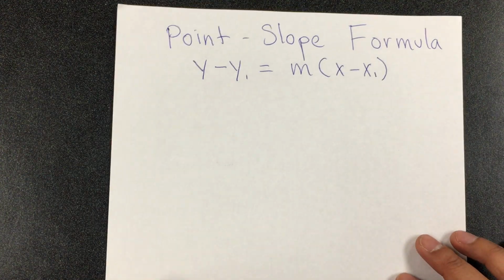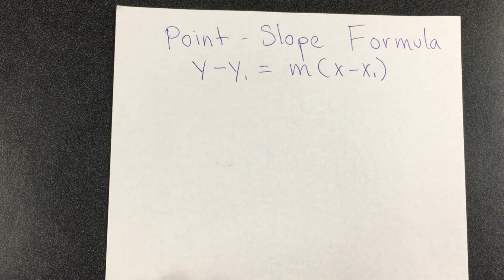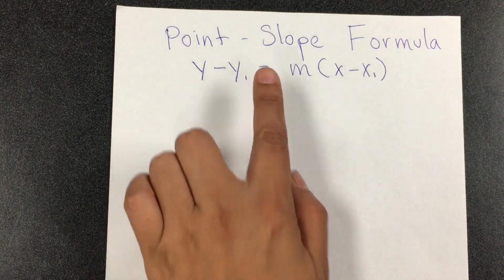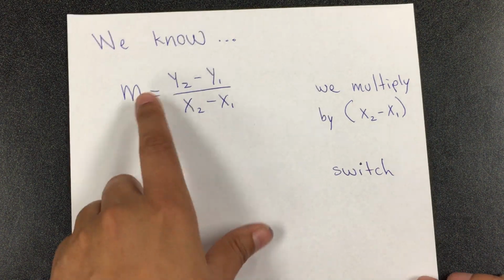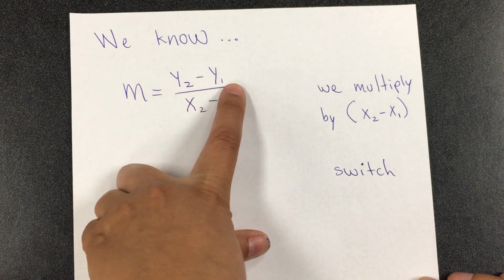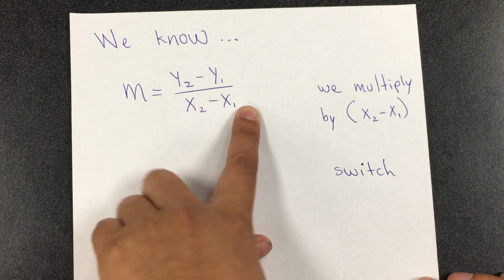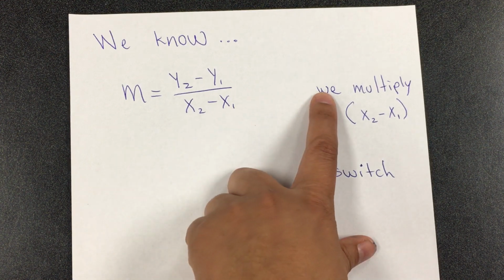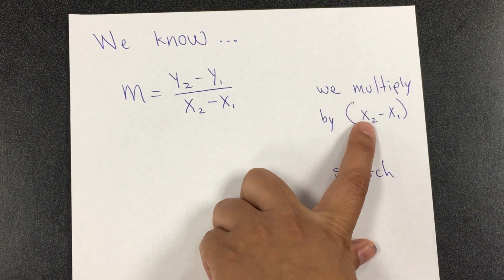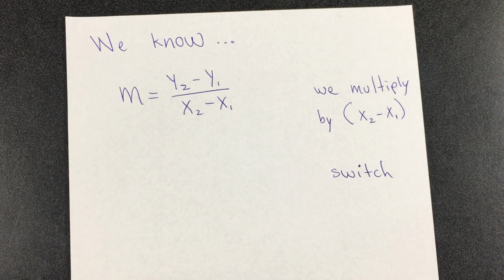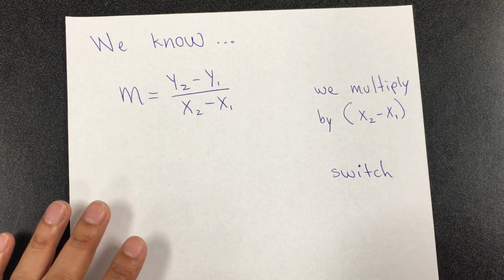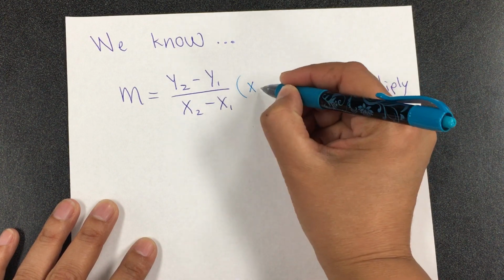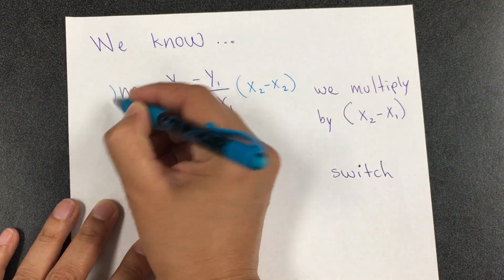Okay, and so we're gonna use this formula, which is called the point slope formula, but I want to show you where this comes from. What we know is that the slope is equal to y2 minus y1 over x2 minus x1. That's what we used in the previous lesson. And so what we're going to do is multiply both sides by x2 minus x1.